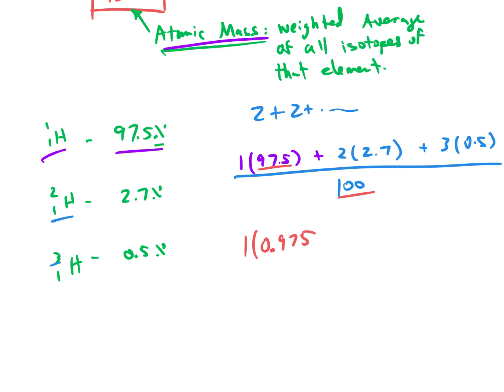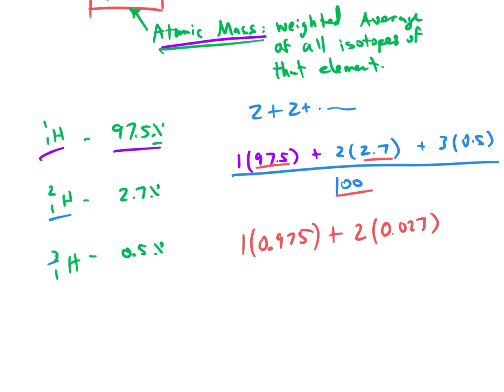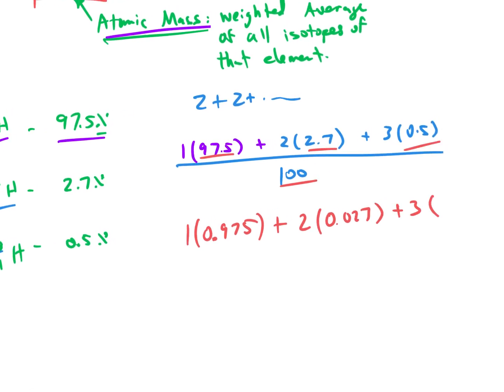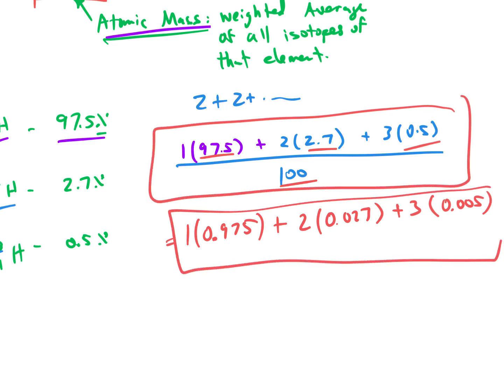0.975. It's 97.5% written as a decimal. Do we know how to do that? Plus, what's 2.7 divided by 100? 2.7% written as a decimal, right? Plus, that, 0.5 written as a decimal is 0.005. We just divided all of them by 100. So now we add them up? Yeah, that's it. We can find it this way, or we can just find it this way. It's the same thing. Does that make sense in your head? Do we have any questions on that?